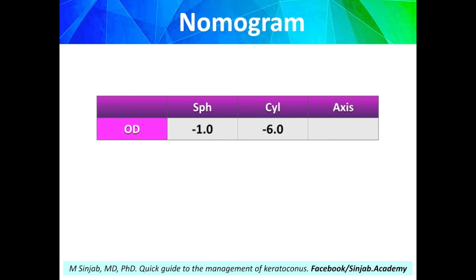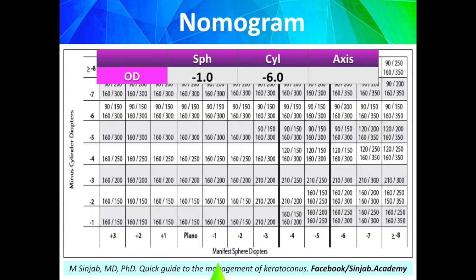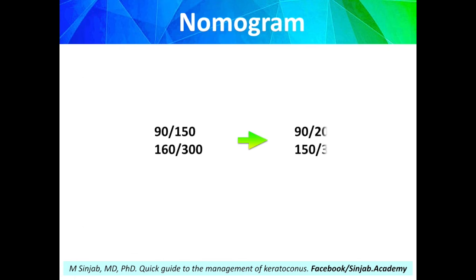Since the patient has low sphere with high cylinder, it is typical for the 6 millimeter type. And because the cone is peripheral, we have to use Nomogram A. This is Nomogram A. The patient has -1 sphere and -6 cylinder. So we have to use 2 segments. One is 90, 150, and the other one is 160, 300. But because we are going to use the 6 millimeter type, the measurements will be 90, 200 microns, 150, 350.